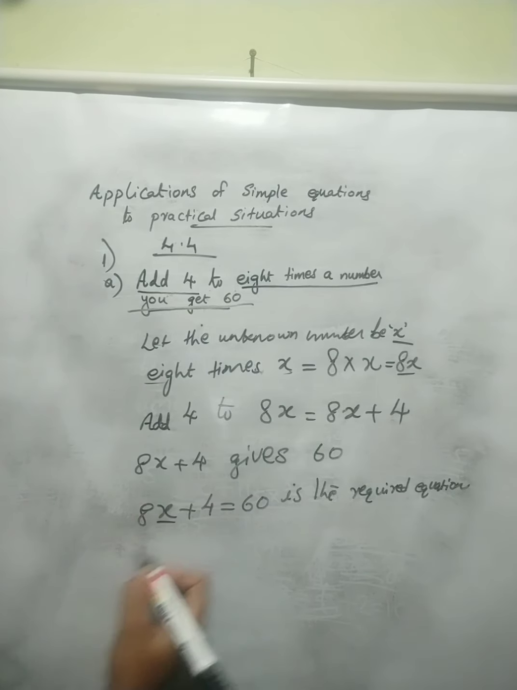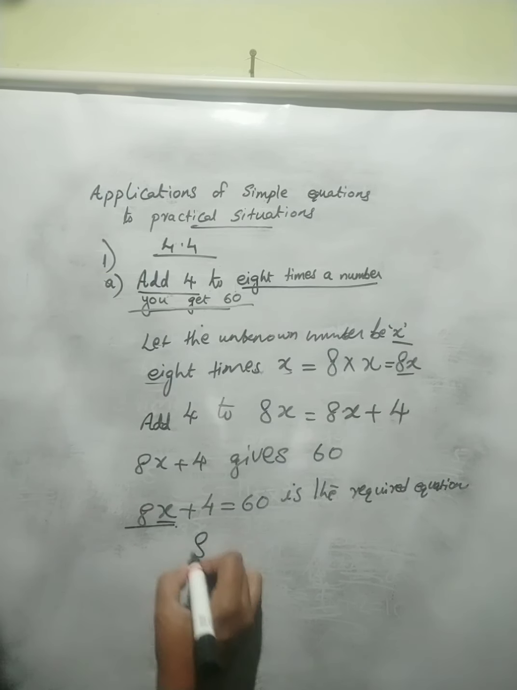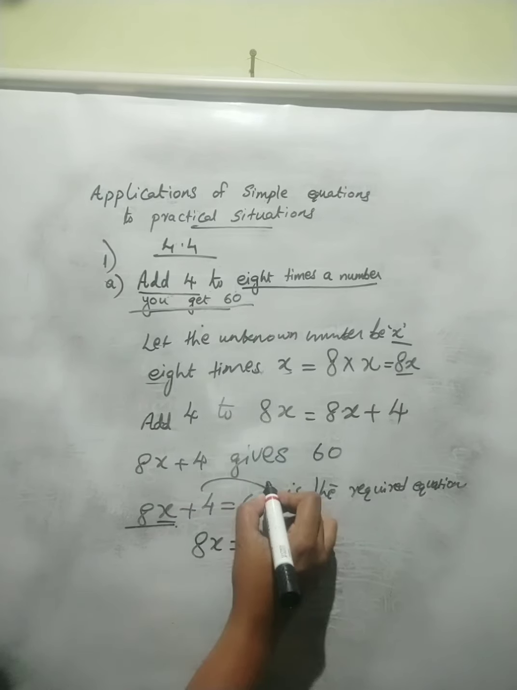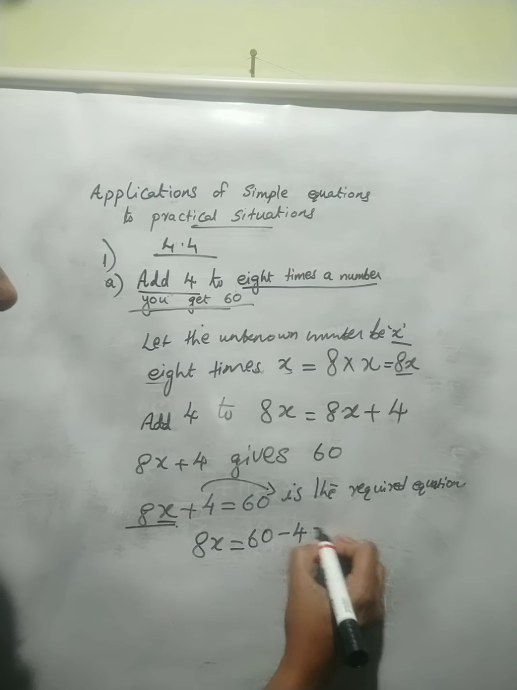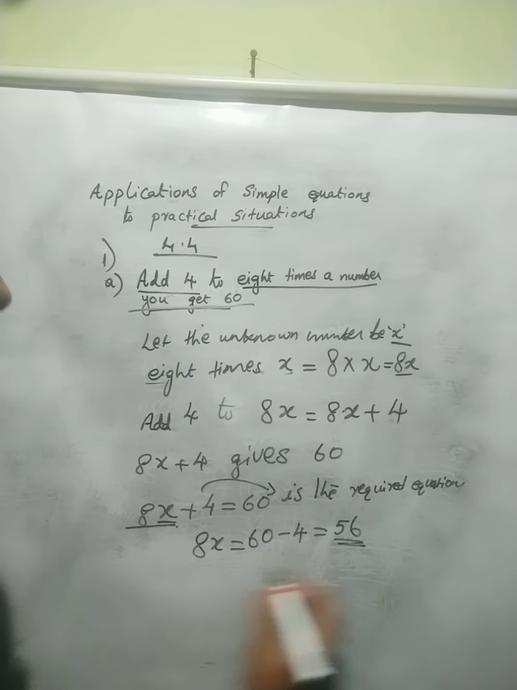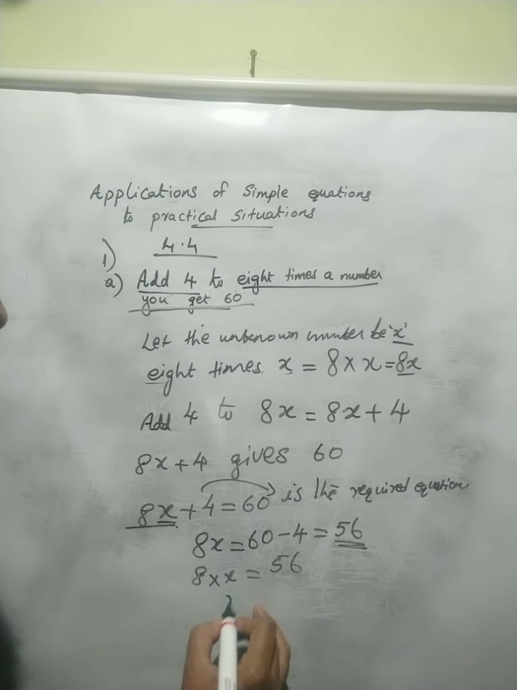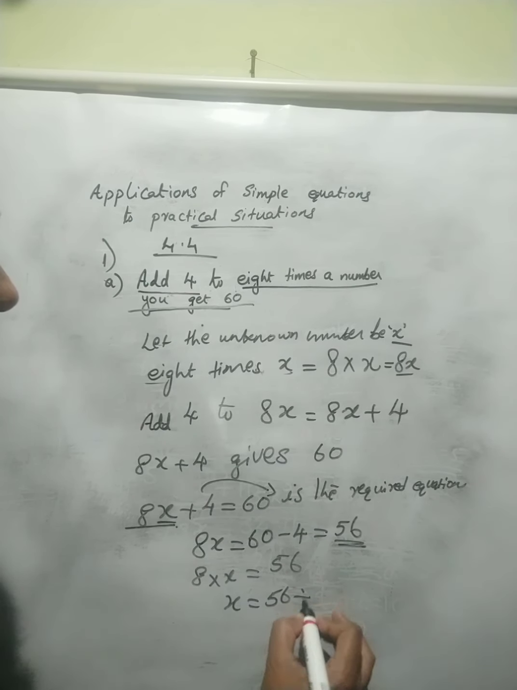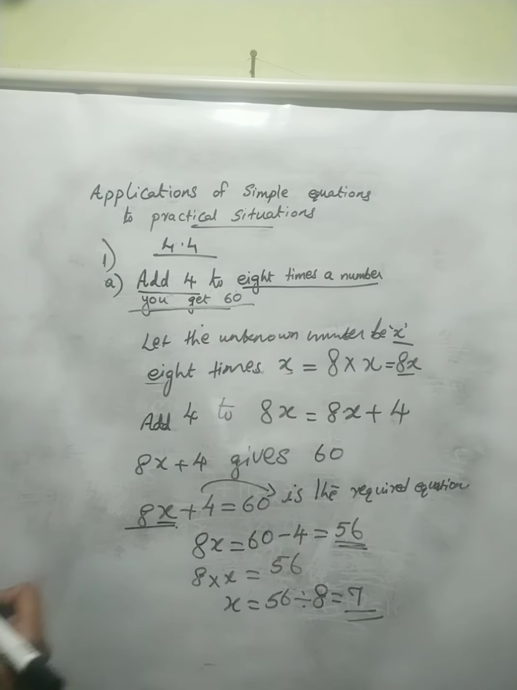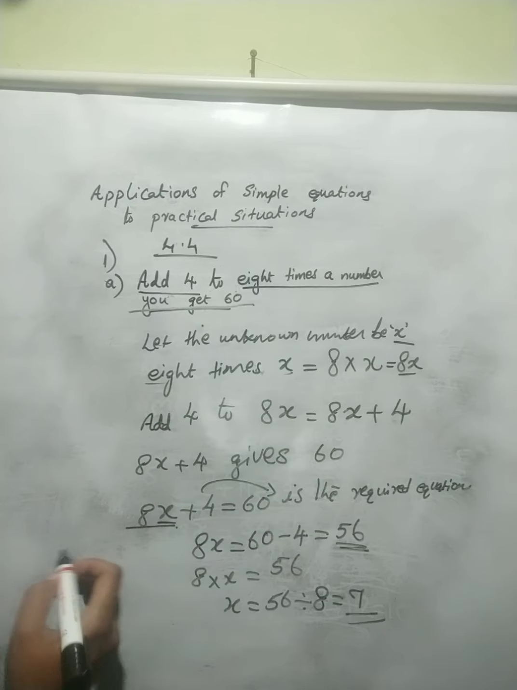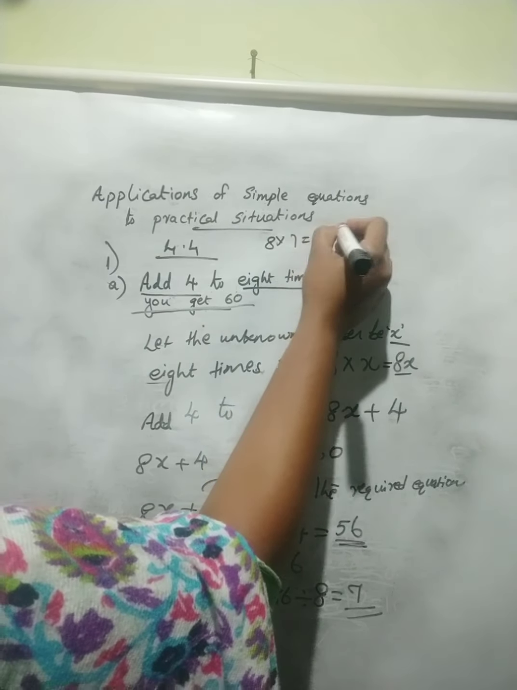Then we have to find x. It's very simple. 8x is the variable part. We can keep it here. Plus 4 we can take to the RHS side. So 60 minus 4 is equal to 56. That is 8 times x is equal to 56. So what can we do? x is equal to 56 divided by 8. That is 7. 7 8s are 56. So we can think 8 times 7 is equal to 56.